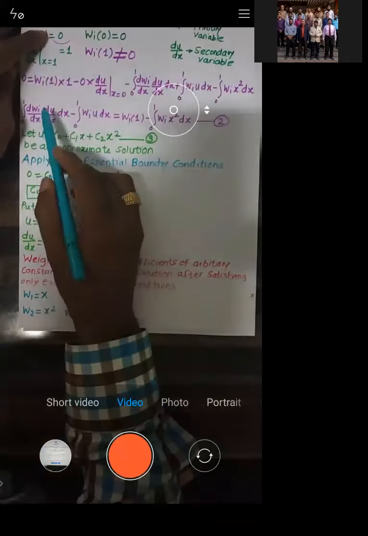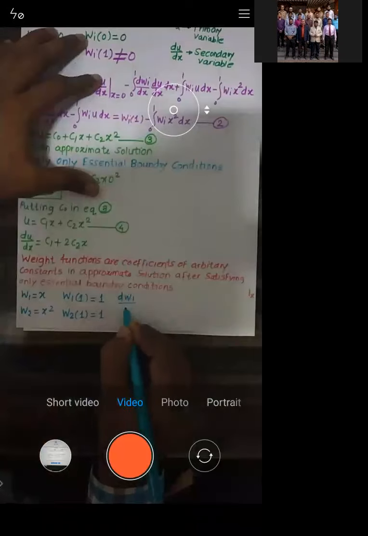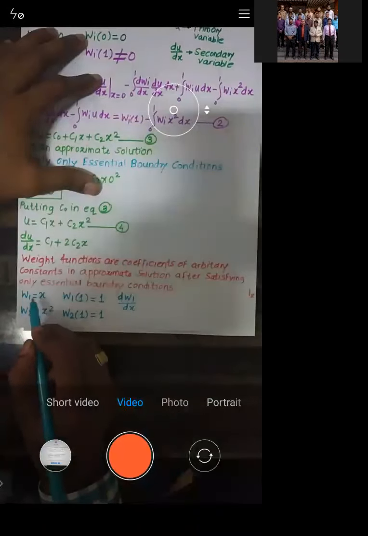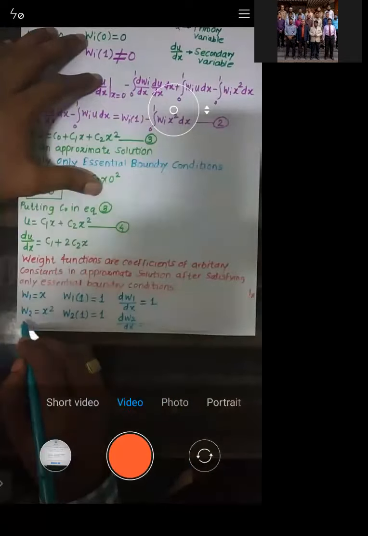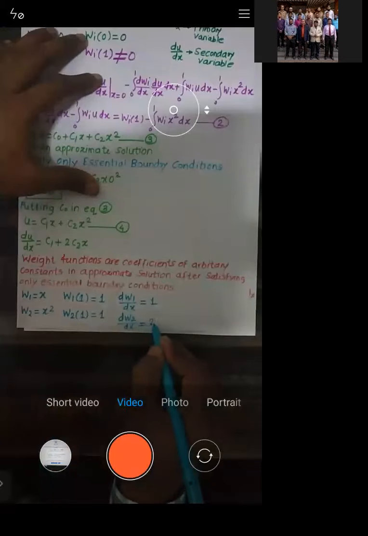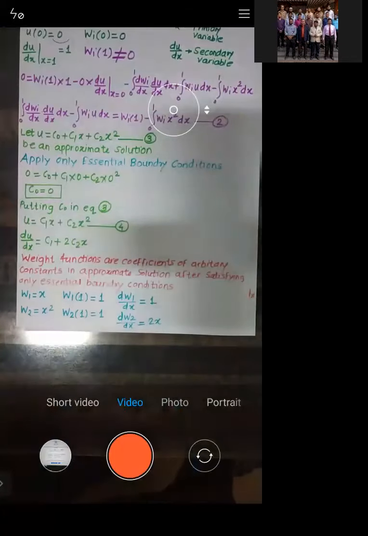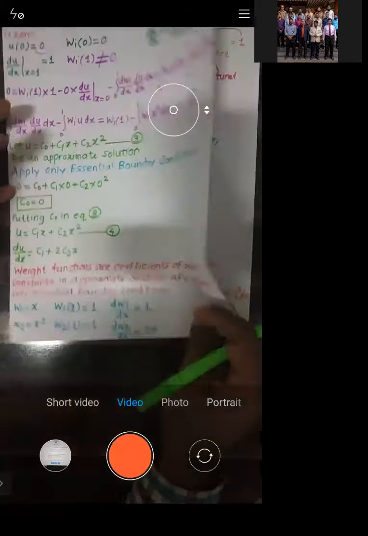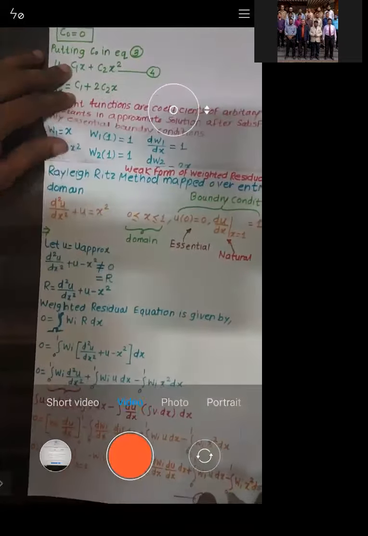Now what do we require next? We require the derivative of the weight functions. Let us differentiate the first weight function W1 with respect to X. The differentiation of X with respect to X is 1. When we differentiate the second weight function with respect to X, what is the derivative of X square? It's 2X, right? Now let us put these values here.